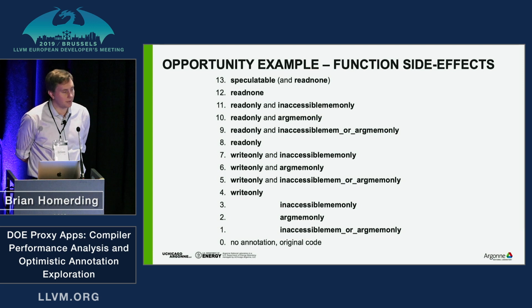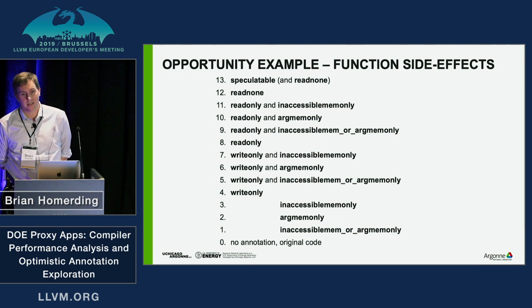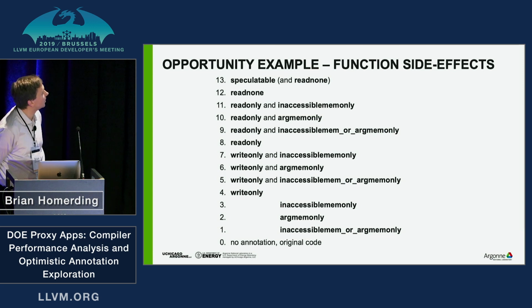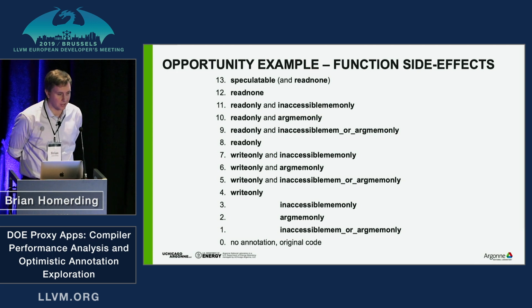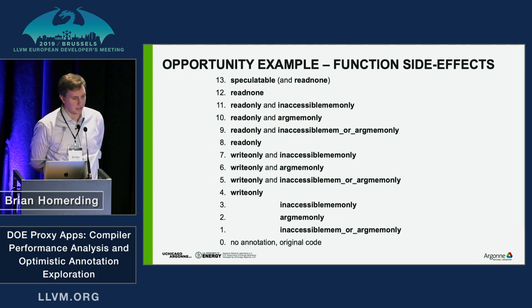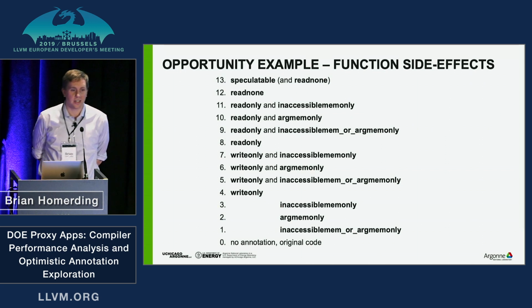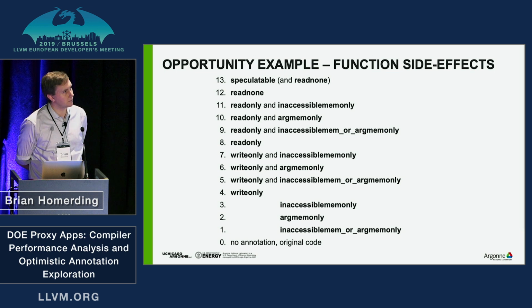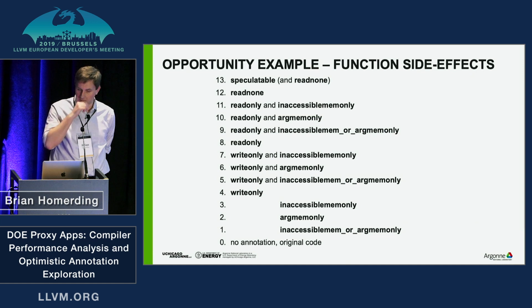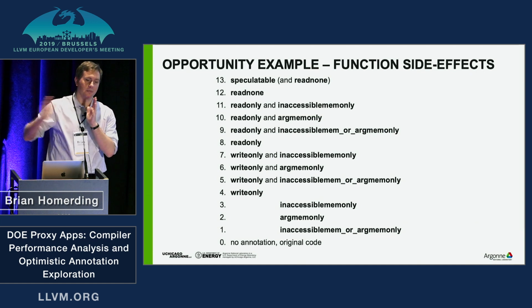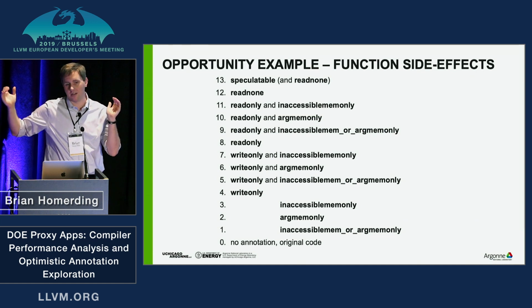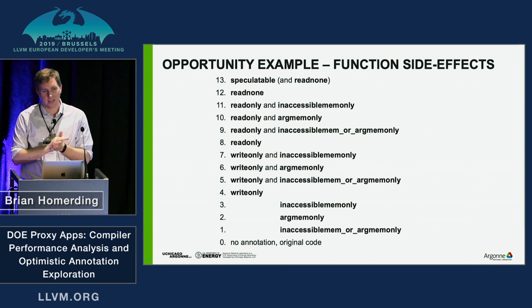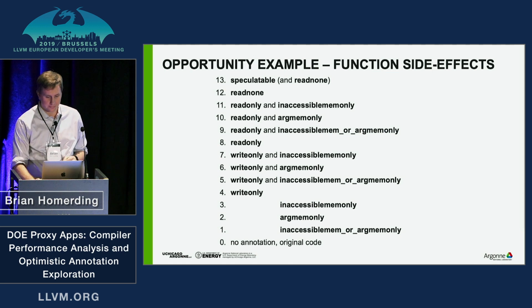Just an example for the types of things that we're writing for function side effects. So our most optimistic choice, spec table and read none, and then just read none, read only, and on down the line. So these are more or less ordered by hand. There's usually not as many. This is the largest list we have. So we basically are working through a long search space of places we can add information, and then a smaller search space of what information we can add in those places.